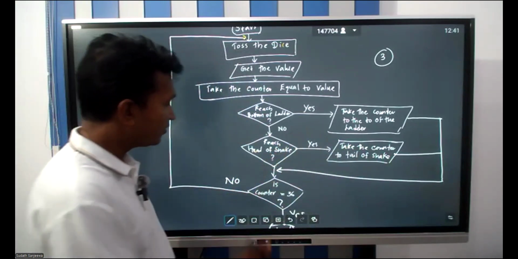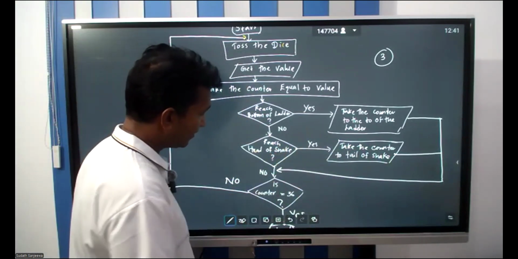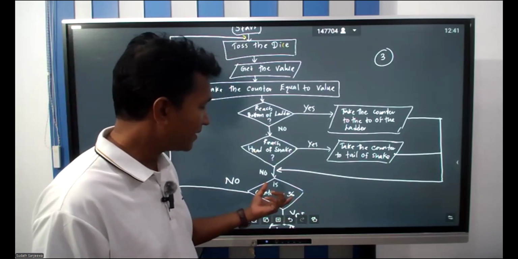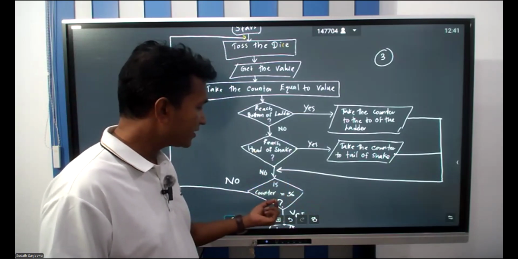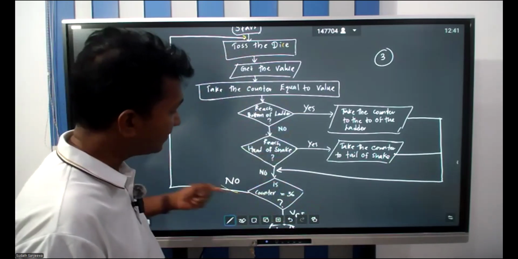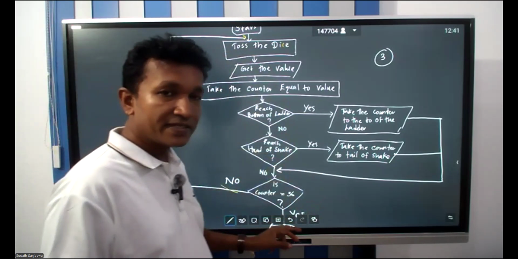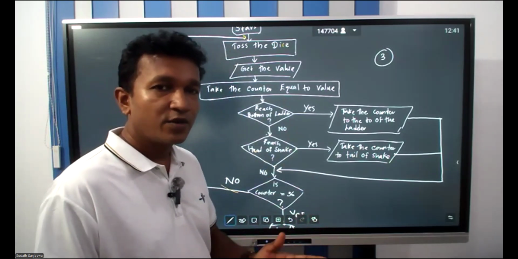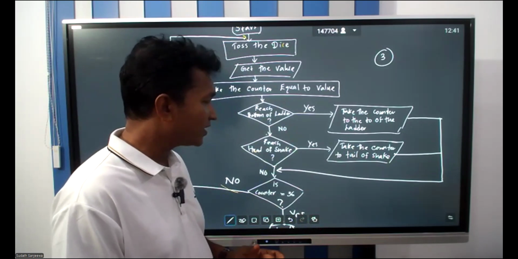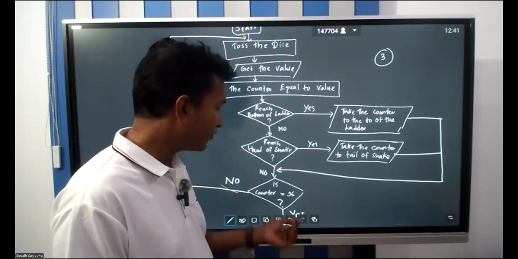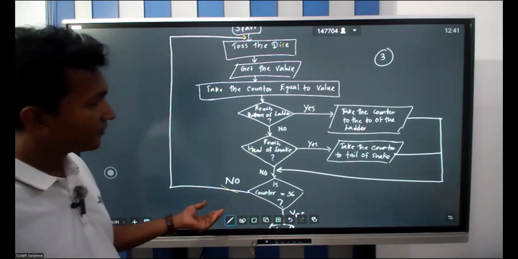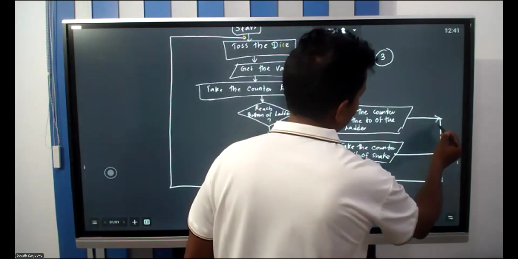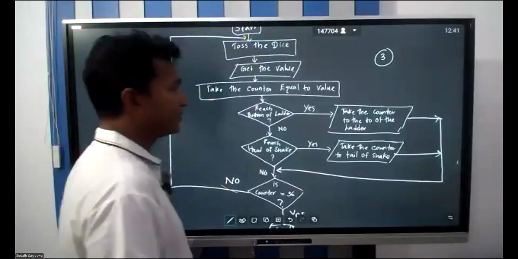Then if it is no, we have to check again, right? Whether the counter came to the 36 box. That means the final box. If not, we have to repeat these steps again and again. If it is yes, it becomes 36, we have to stop the program. After 36, there are no other boxes or squares to move, right? Therefore, we stop the program here. That is our flow chart for this game.